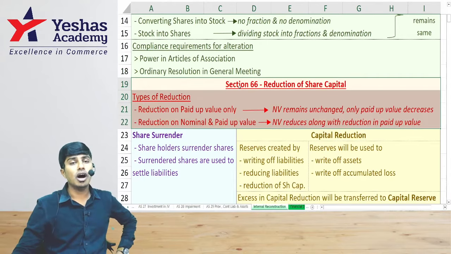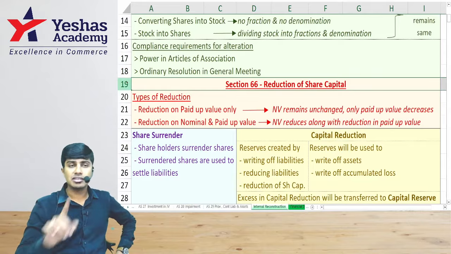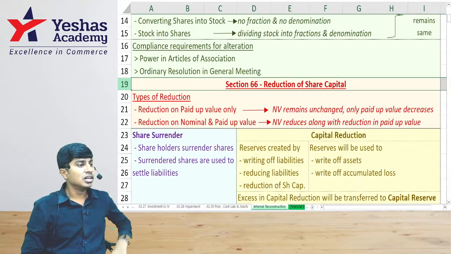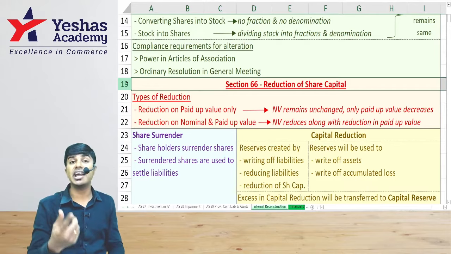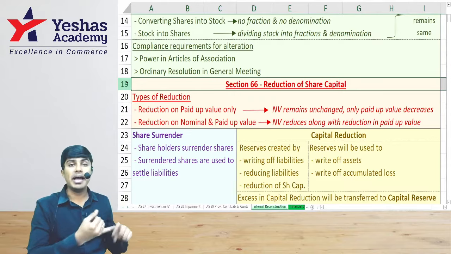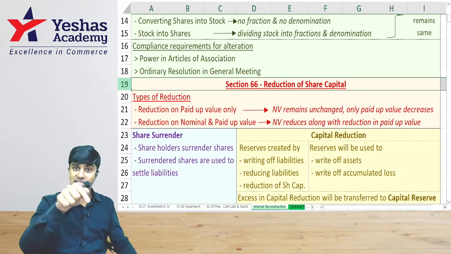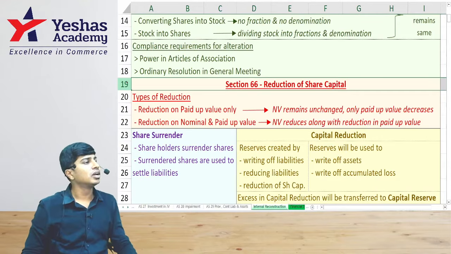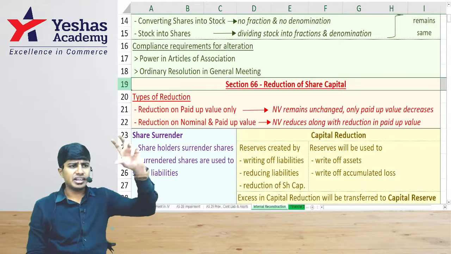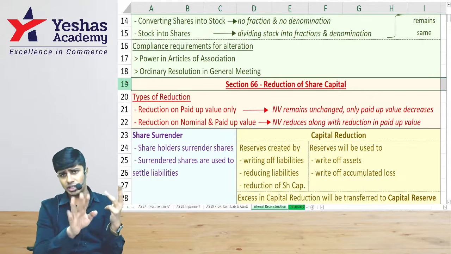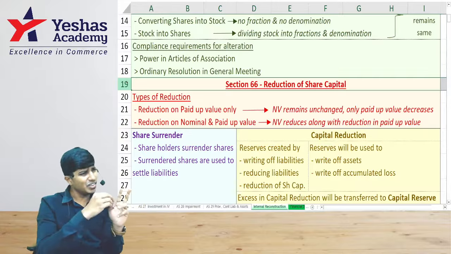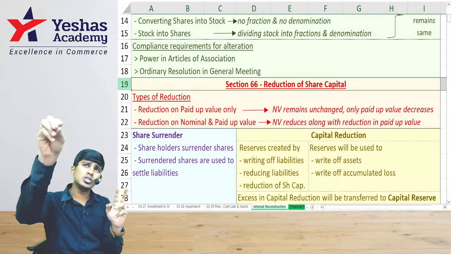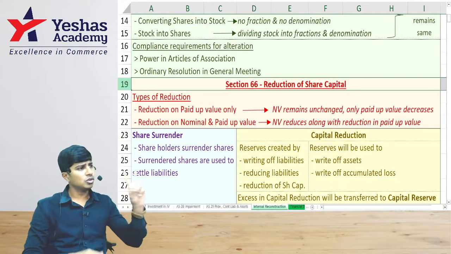This section comes because as per the provisions of the act, the company's capital should never reduce. That is the reason we create CRR whenever we do buyback or redemption of preference shares. In this chapter, we are reducing the capital. It should be within the purview of Companies Act 2013. So section 66 says that reduction can happen in two ways. There are more than two ways, but they are very theoretical and practically not viable. Exam also it's not there. So we'll do only two.